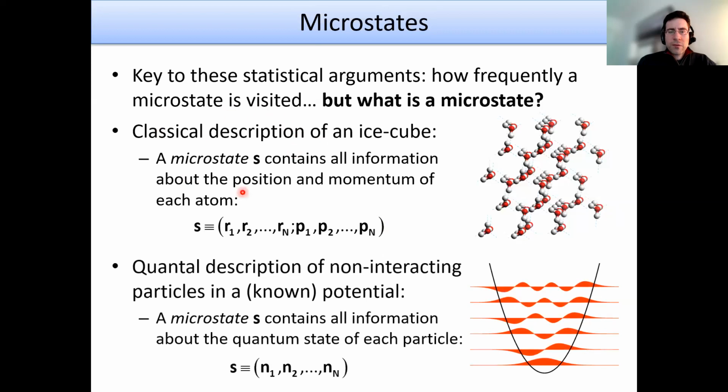Now, so this is for the classical description. If we're looking into a quantum mechanical description, a microstate would contain information about the quantum states of each particle. In this case, I'm showing an example. This is a bunch of particles that do not interact with each other, and they exist in a known potential. In this case, this is a harmonic potential.